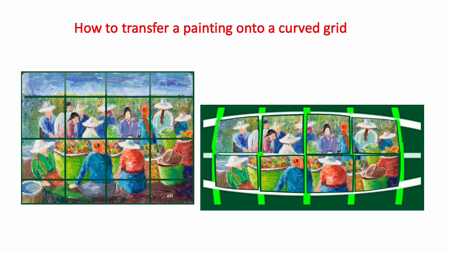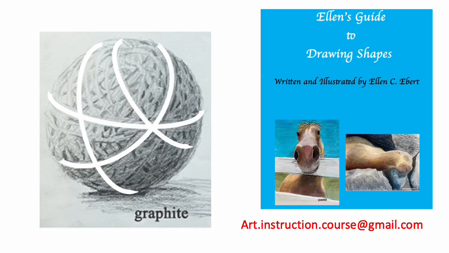To transfer an image onto a curved grid, divide the original image into a grid composed of squares, and then transfer each square to the corresponding square on the curved grid. So try drawing a ball of string using contour lines going in all directions.